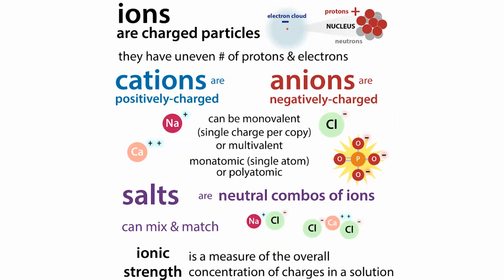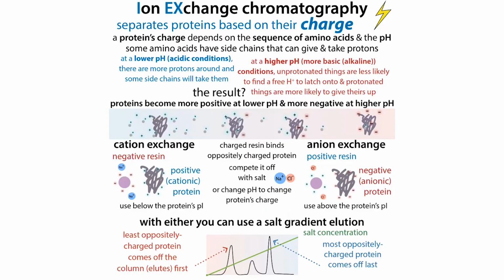And these are able to compete with your protein for binding sites onto that resin. And so what you do is you get your protein to stick on the basis of being oppositely charged to that resin. And then you increase the salt concentration. And as you increase the salt concentration, those ions are going to compete off your protein. The more your protein was stuck to the column, so the more oppositely charged it was to begin with, the more it'll be stuck, and therefore the more salt it'll take to compete it off.